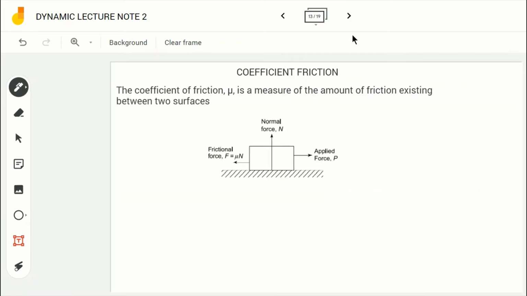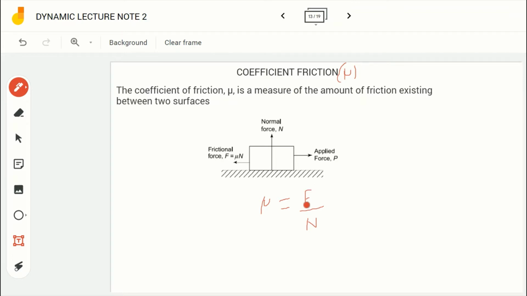Now we'll look at the coefficient of friction. The symbol we use for this is written as this. This is the symbol we use for coefficient of friction. It's a measure of the amount of friction existing between two surfaces. It is a ratio of the frictional force, F, over the normal force. Here is an equation for coefficient of friction.